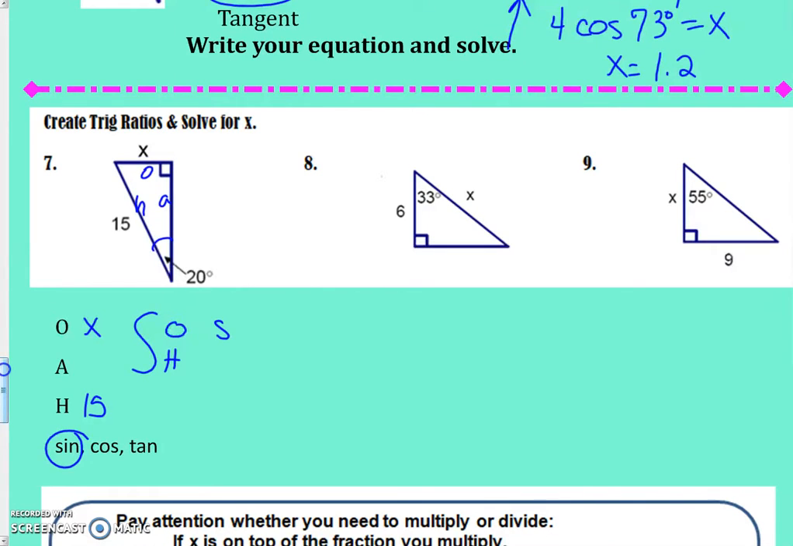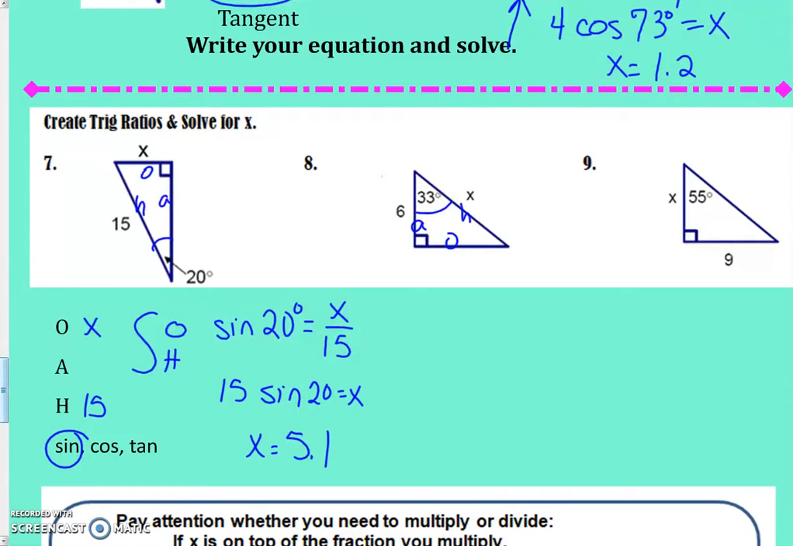So I will have sine of my angle, 20 degrees, equals opposite over hypotenuse. And so that will be 15. Sine of 20 is equal to x. Again, you're typing that into the calculator, and x will be equal to 5.1. All right, next picture.